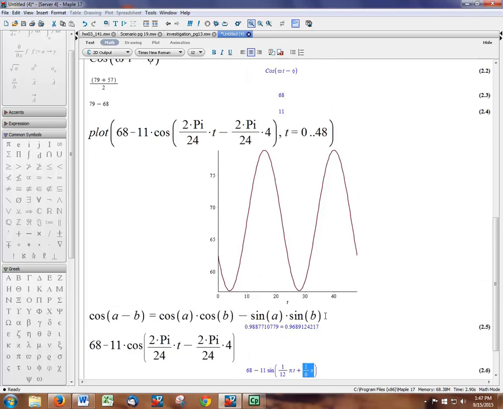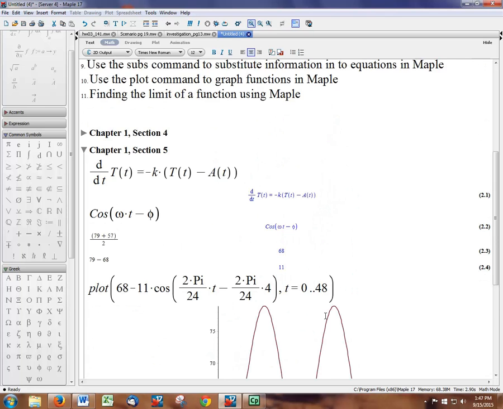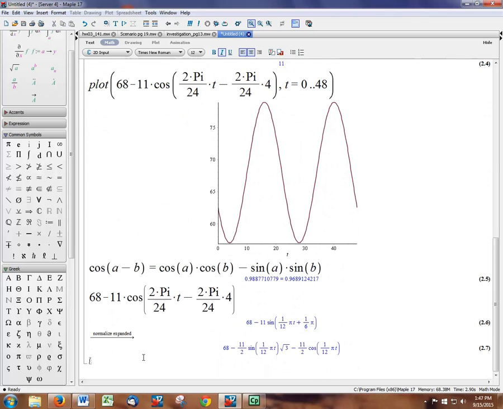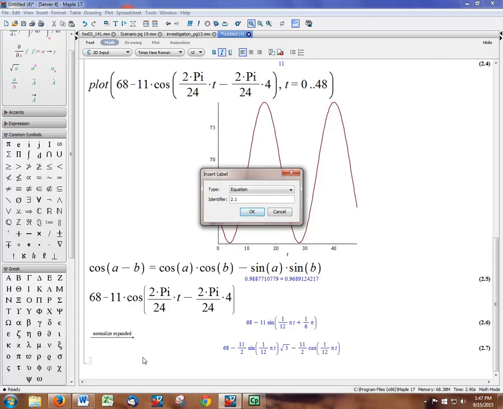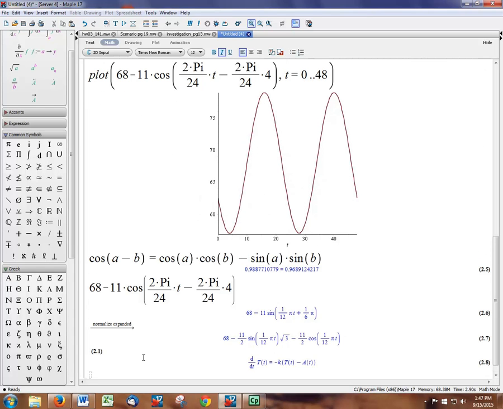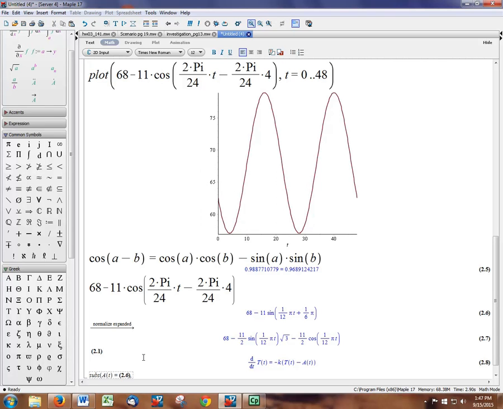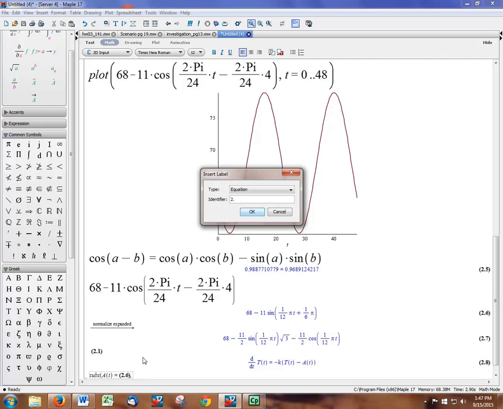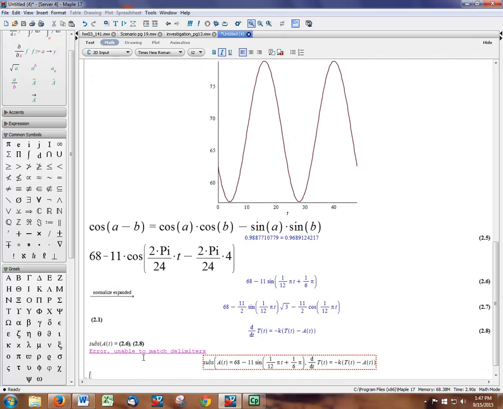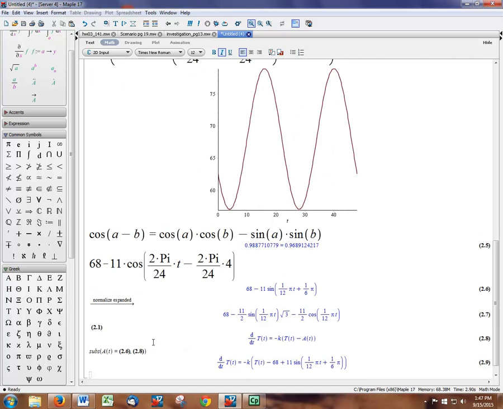So if we do that and plug it into our new differential equation, what do we get? So I need to do that. Let's Control L 2.1. We get that back. I need to make a subs. Command A of x equals what? Control L 2.6, comma, Control L, my differential equation 2.8. Oh, I forgot to close off my equation. There we go. So there's our new differential equation.